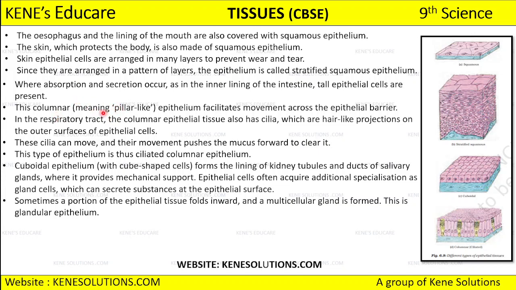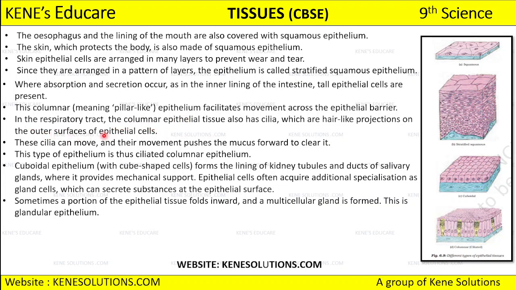Now this was with respect to the intestine. Now we have the respiratory tract, right? In the respiratory tract, the columnar epithelial tissue also has cilia. What does the columnar epithelial tissue have? Cilia. Cilia are hair-like projections which are present on the outer surface of the epithelial cell.